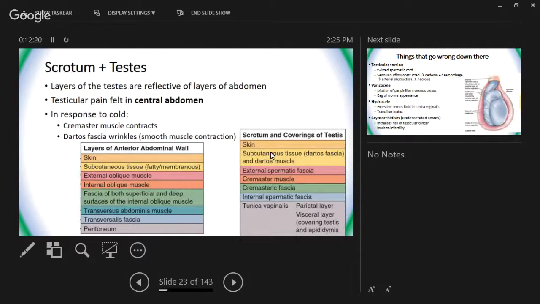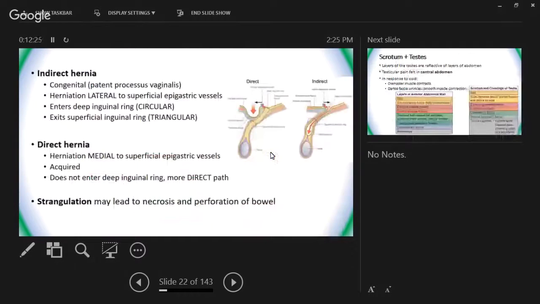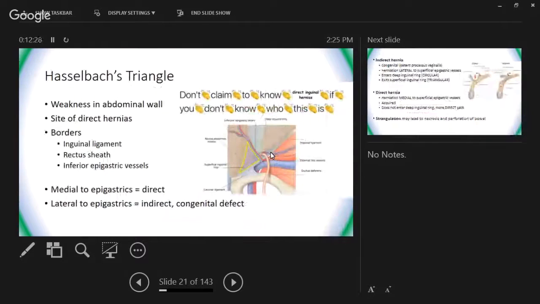One of the important things about the testes is that... refer question. So just in the couple of slides, you said that the direct hernia can go through the superficial inguinal ring. Yep, it can go into the scrotum as well as indirect. Okay, so they both can go to the scrotum. Just that the direct one doesn't go through the deep inguinal ring.